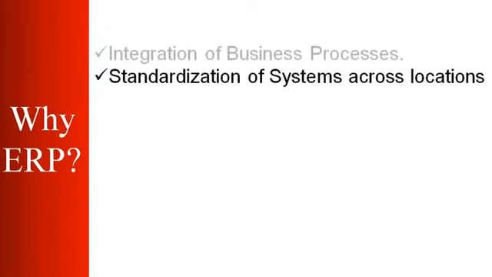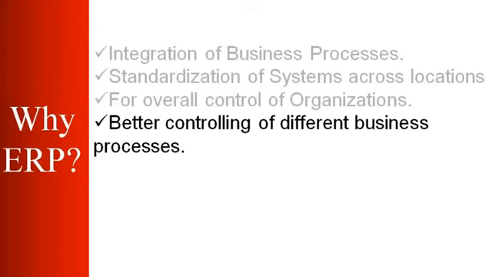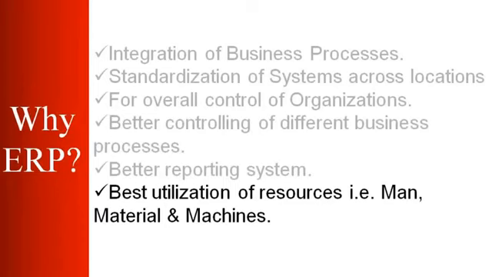Then second is standardization of the system across locations. The business can be in different locations within a country, or maybe in a different country as well. Using an ERP system, you can have a standard process, no matter in which country I have my branches or plants. Third, for overall control of the organization: using ERP, you can have consolidated control and better control over the different business processes. Then better reporting, because you use one database for all the different departments and systems, so you can have consolidated, better reporting. And using an ERP system, you can best utilize your resources like man, material, and machines. That's your ERP.